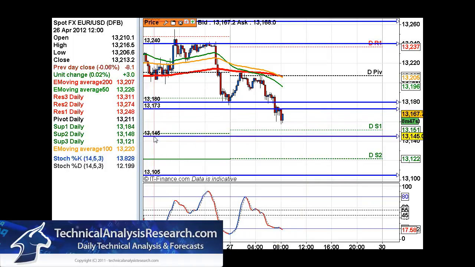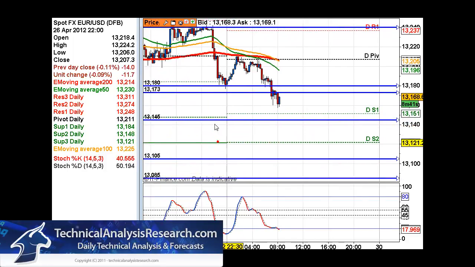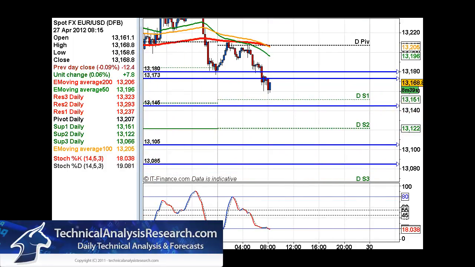It's all about that 131.45 support point today. So we're either going to get a bounce there, or we're actually going to get a break below that particular level. But that is our significant area for today, and one that you guys really have to watch out for.